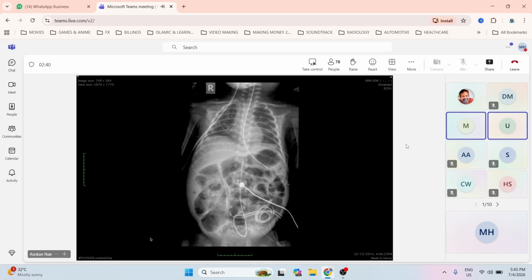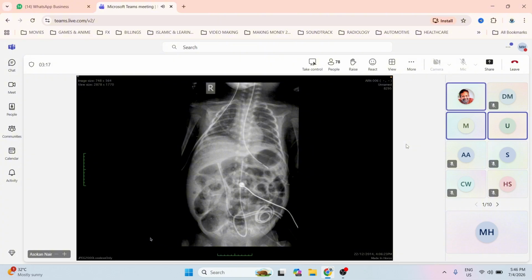Otherwise, I think that's all. The visualized lung fields appear unremarkable. So as conclusion, this image represents dilated small bowel with some aeropotia. So I'm thinking of necrotizing enterocolitis. So I would like to know whether this baby is a prem or term baby.